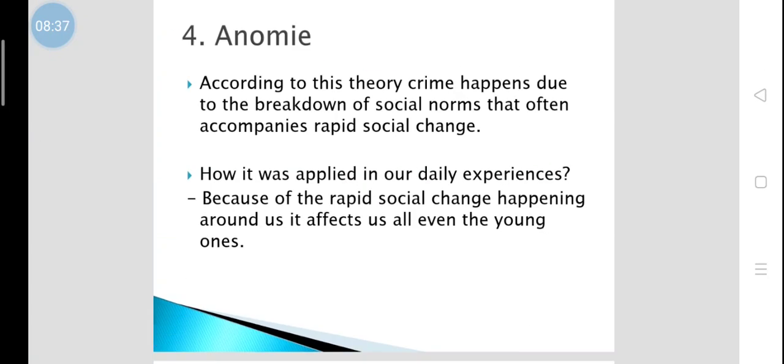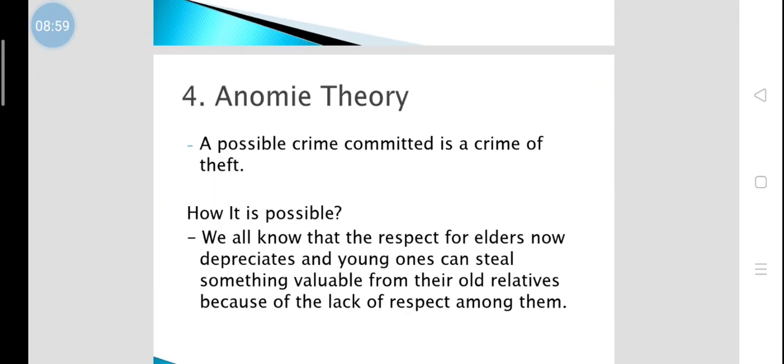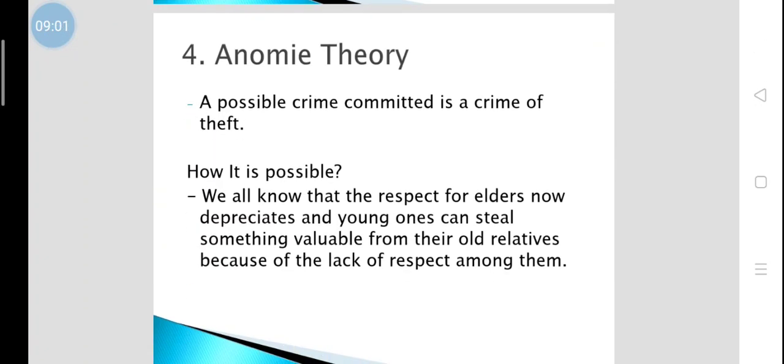Another one is anomie. According to this theory, crime happens due to the breakdown of social norms that often accompanies rapid social change. How was it applied in our daily experiences? Because of the rapid social change happening around us, it affects us all, even the young ones. Yeah, that is the hardest part. A possible crime committed is a crime of theft. We all know that respect for elders now depreciates, and young ones can steal something valuable from their old relatives because of the lack of respect among them. So we have to avoid these, ladies and gentlemen.